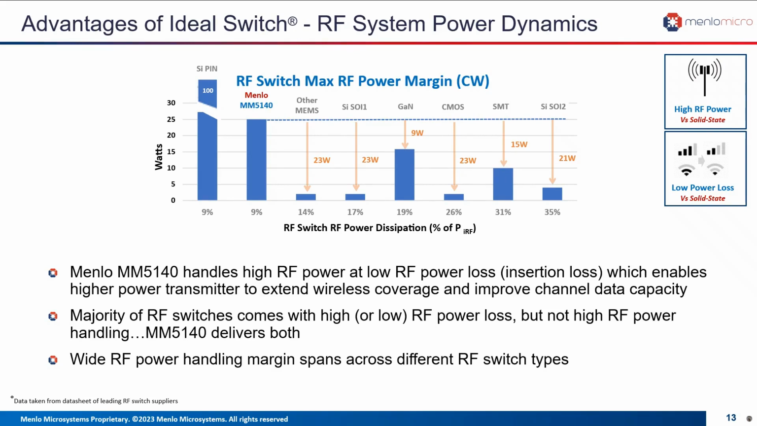Whereas other switch technology with greater than 1 dB insertion loss, you can see some of them lose as much as 30 dB of RF input power going into the RF switch through the insertion loss.